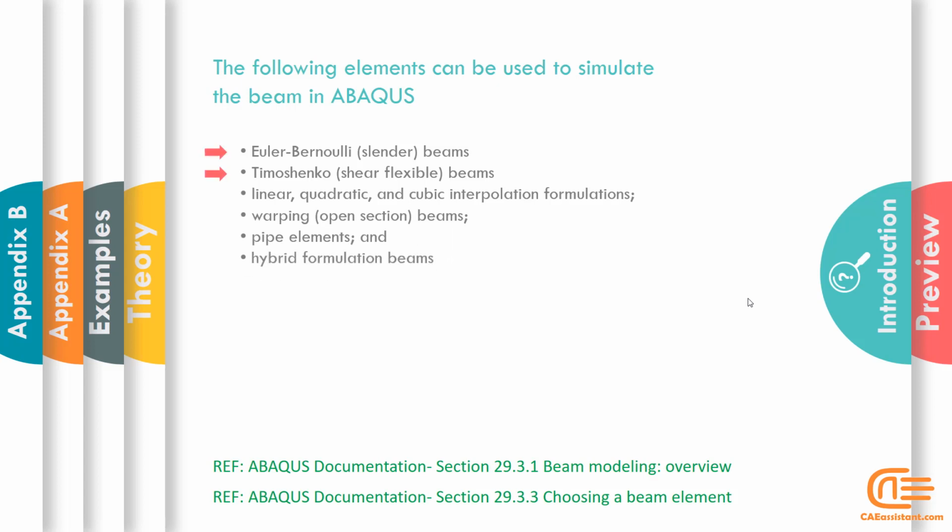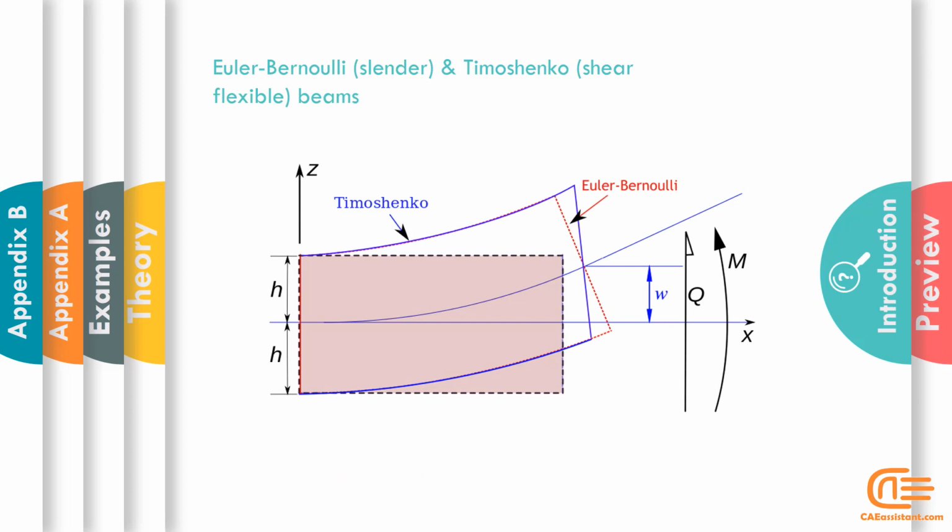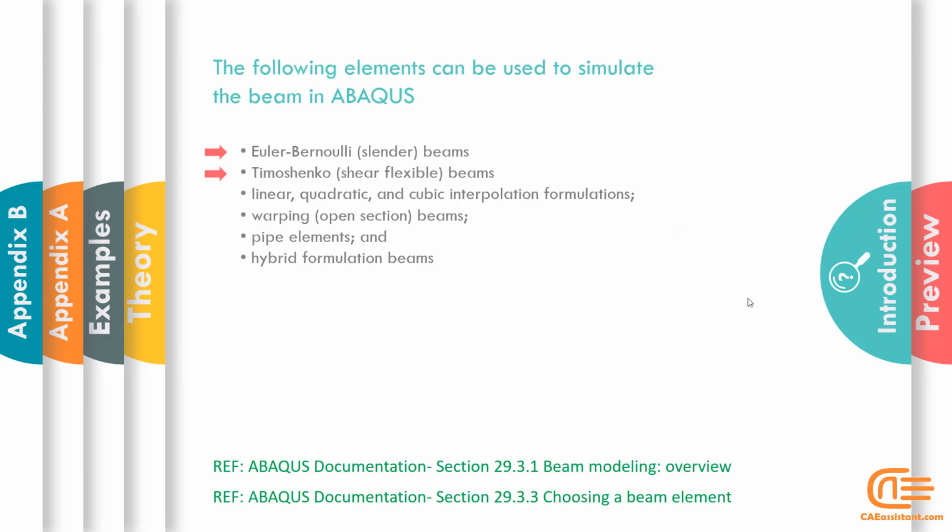warping or open section beams, pipe elements, and hybrid formulation beams. For Timoshenko and Euler-Bernoulli beams, the references are in the assumptions of both theories. In the ordinary Bernoulli beam, a cross-section is perpendicular to the bending line. In a Timoshenko beam, you allow a rotation between the cross-section and the bending line. This rotation comes from a shear deformation, which is not included in the Bernoulli beam. Therefore, the Bernoulli beam is stiffer. However, if the ratio between length and thickness is large enough, the error between both models is small. You need the Timoshenko beam for shorter beam structures.